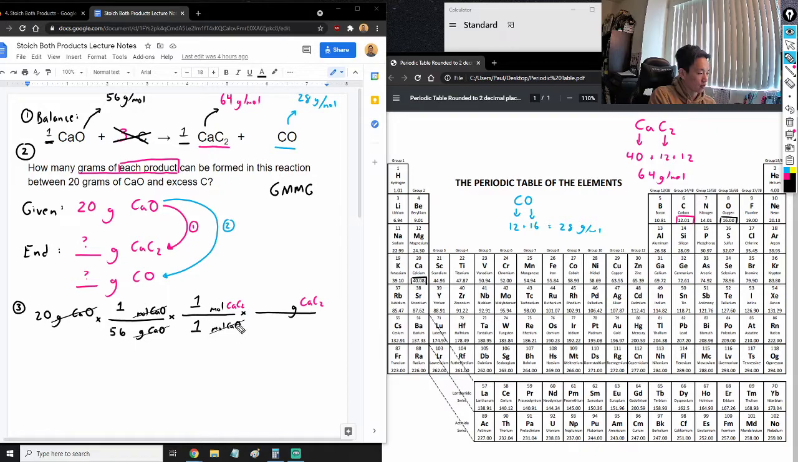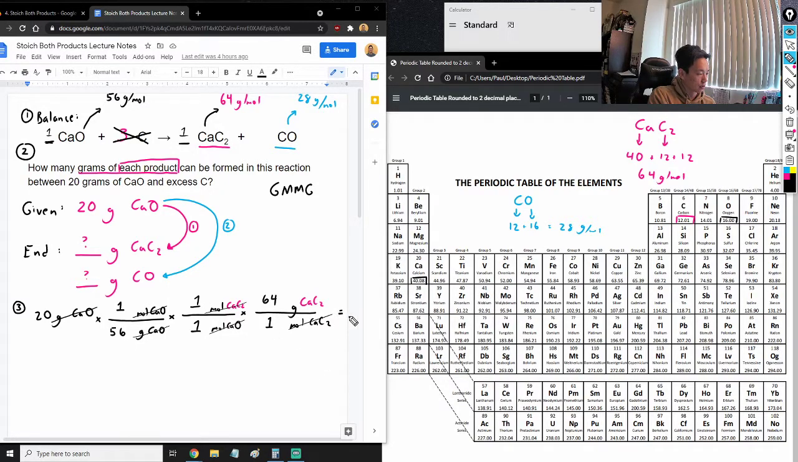Lastly, we want to get rid of moles of CaC2, so we're going to put moles of CaC2 on the bottom here. That way they can cancel out. And then for the last fraction, since it's grams and moles on the same fraction, we can get the numbers from the molar mass. So CaC2 has a molar mass of 64, which is next to grams, and then moles, which is 1.